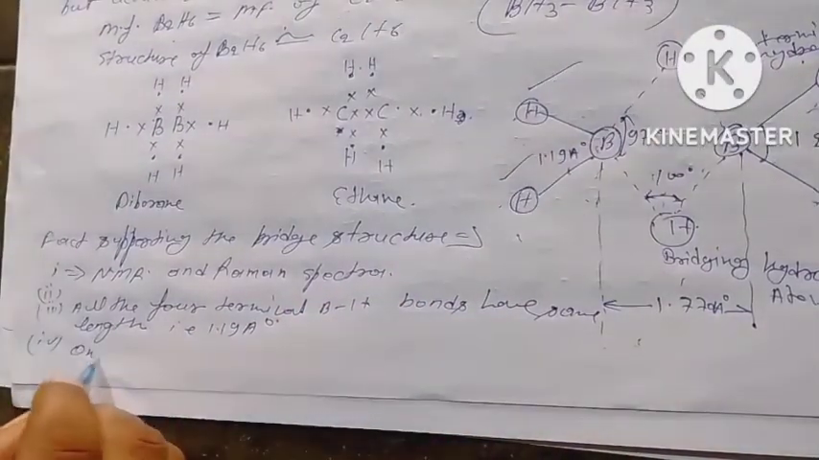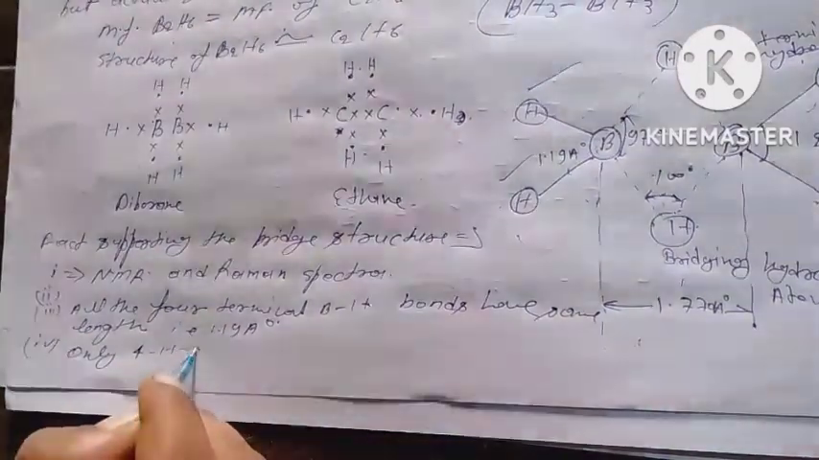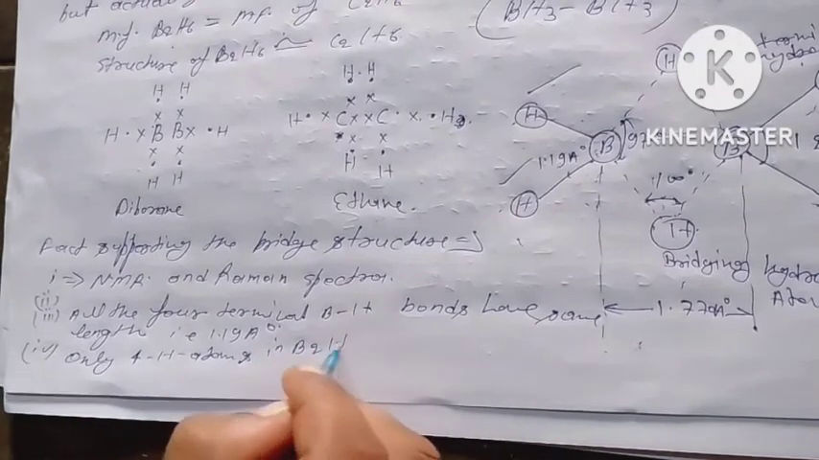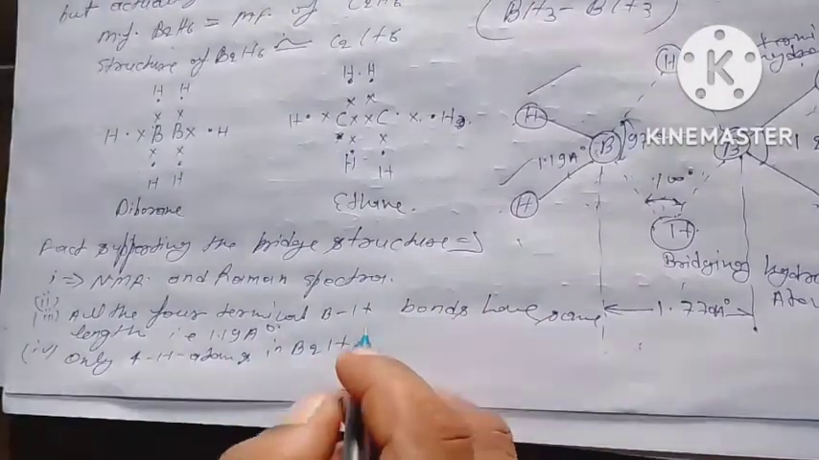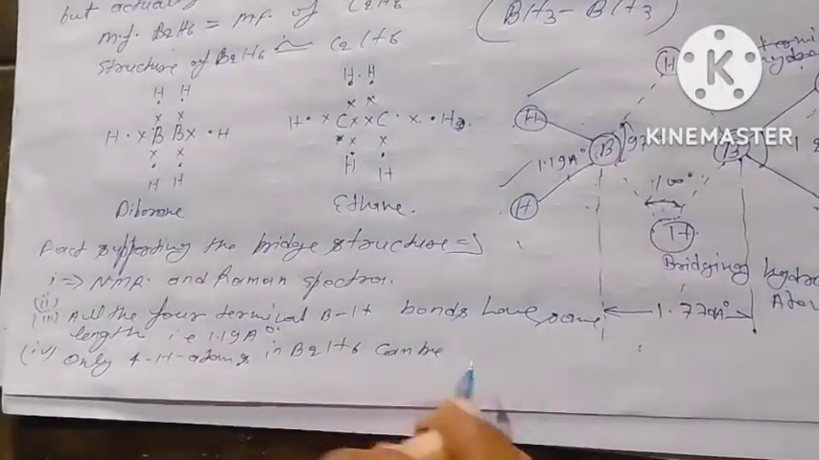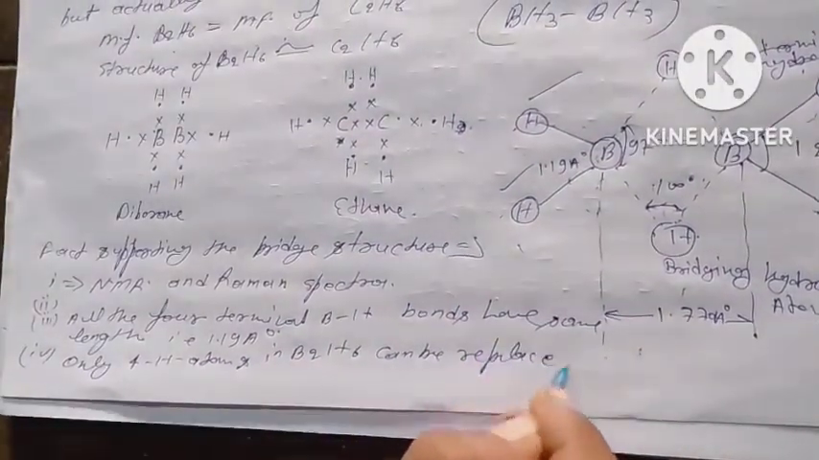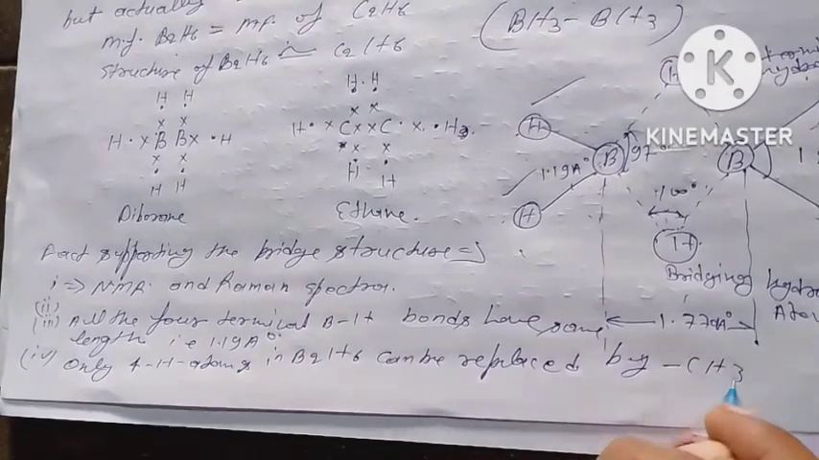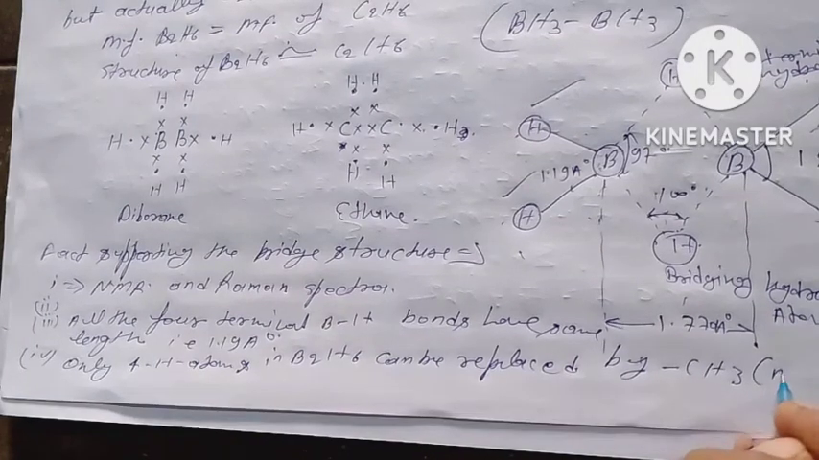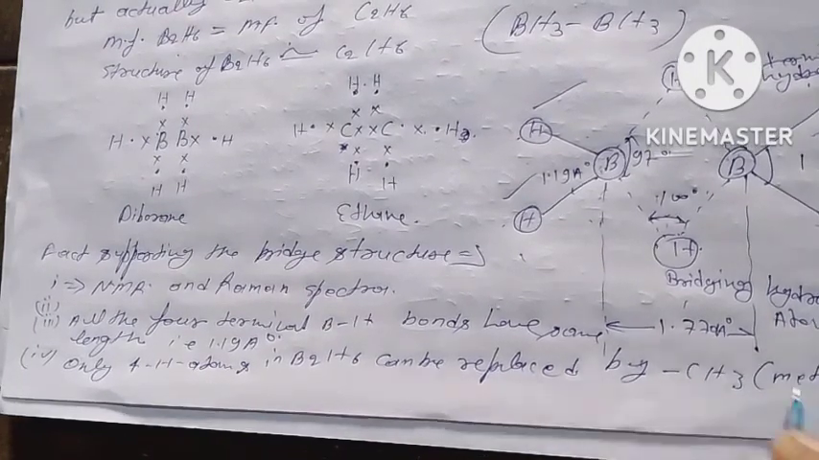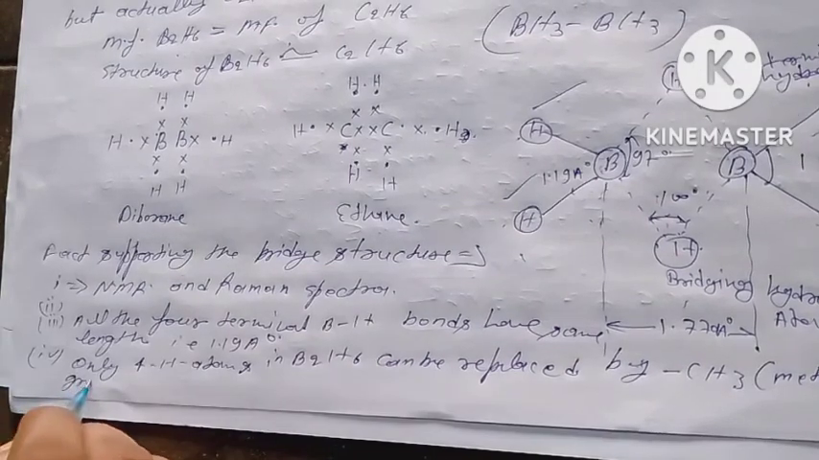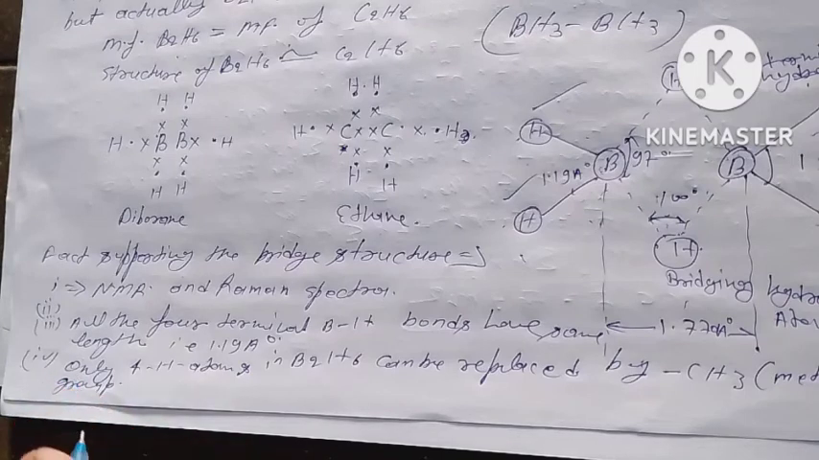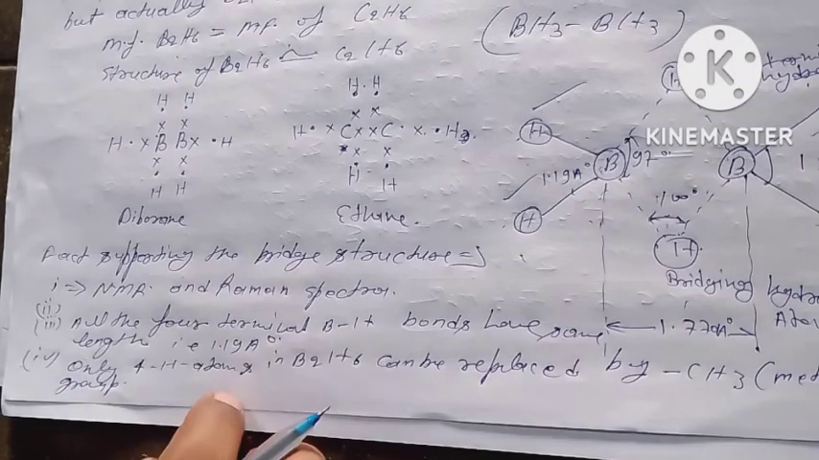Only 4 hydrogen atoms in B2H6 can be replaced by CH3, methyl group, which shows the presence of 2 kinds of boron hydrogen atoms.